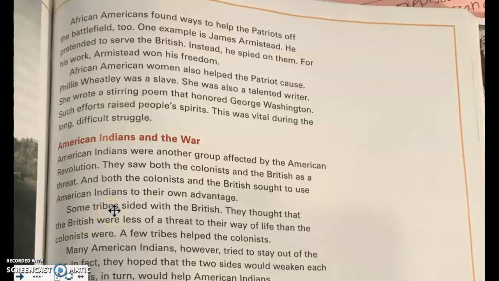African Americans found ways to help the Patriots off the battlefield too. One example is James Armistead. He pretended to serve the British. Instead, he spied on them. For his work, Armistead won his freedom.